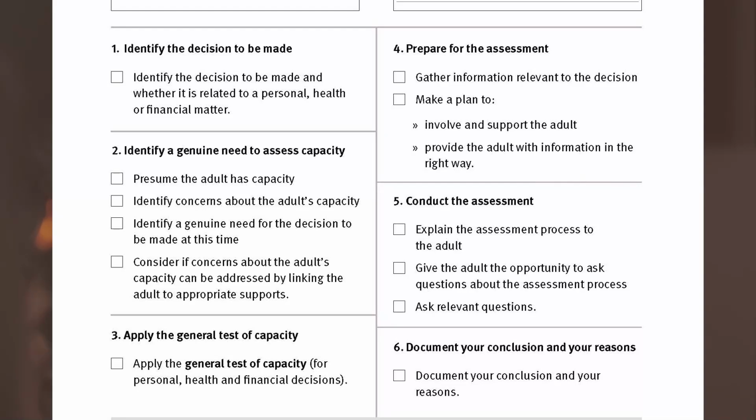And then identifying concerns, applying the general test, help people prepare for the assessment, and provide any support. So if a person has any hearing loss or eyesight accommodations, any glasses, etc., that the assessment is conducted in a way that it's going to be as positive an experience as possible, and giving the person involved the opportunity to ask questions and provide those answers and support, and then document the results of your assessment.